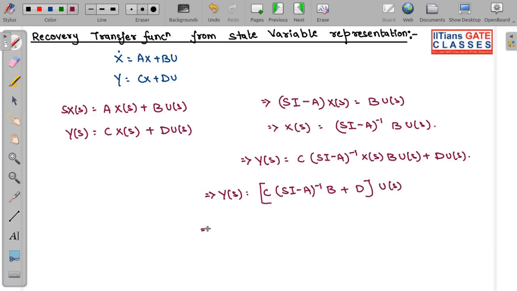So you can see that Y(s)/U(s) is equal to C(sI - A)^-1 B + D. Now usually in most of the questions D is equal to 0. So sometimes students while solving questions skip the D, but remember in the formula there is always D, so never forget to write D while you are practicing the questions. Okay, so D is there. So this is the formula for transfer function using the state variable representation.